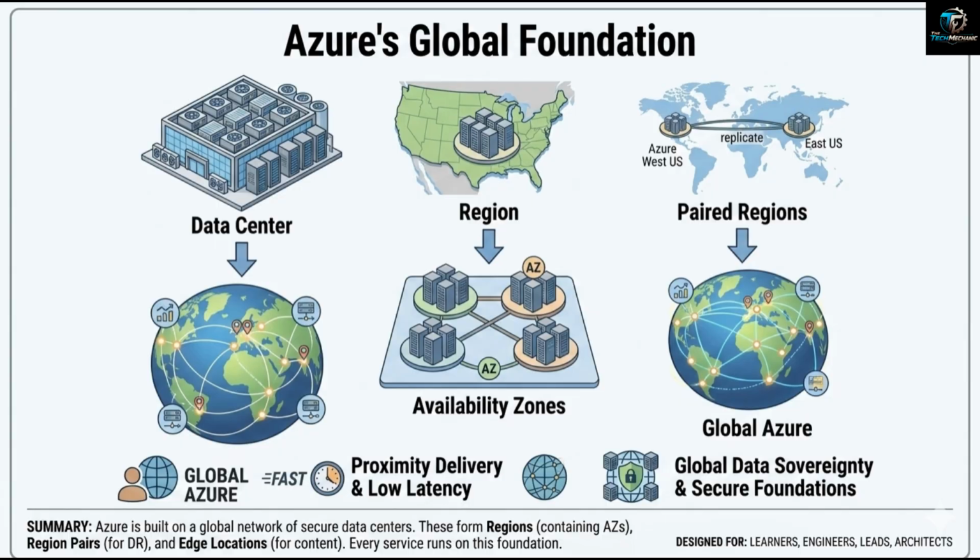Let's summarize. Azure is built on a global network of secure data centers. These data centers form regions. Regions contain availability zones for resilience. Region pairs support disaster recovery, and edge locations deliver content closer to users. Every Azure service you learn later runs on this global foundation. In the next video, we'll take our first hands-on step into Azure by exploring the Azure portal and understanding how all Azure resources are organized.